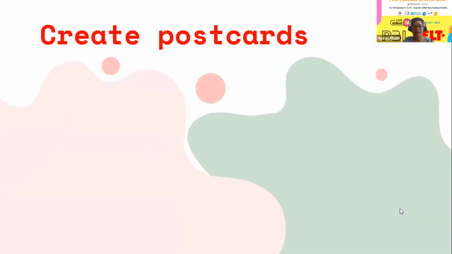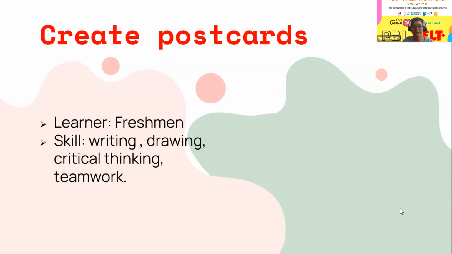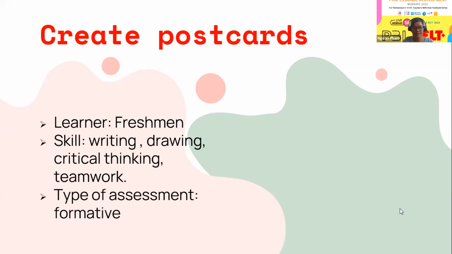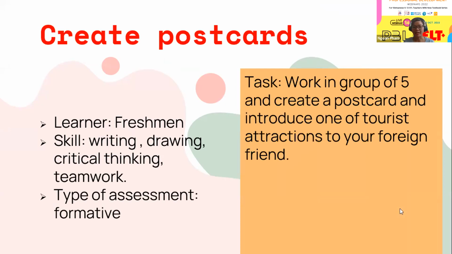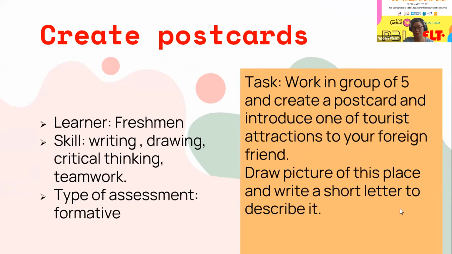And the first project is I let them create postcards. They are freshmen. This project is aimed to improve writing, drawing, critical thinking, and teamwork skills. And it is a kind of formative assessment. So you can see the task. They will work in groups of 5 and create a postcard introducing one of the tourist attractions in Vietnam to their foreign friend. They could draw a picture of this place and write a short letter to describe it. And you have 2 weeks to complete this project.